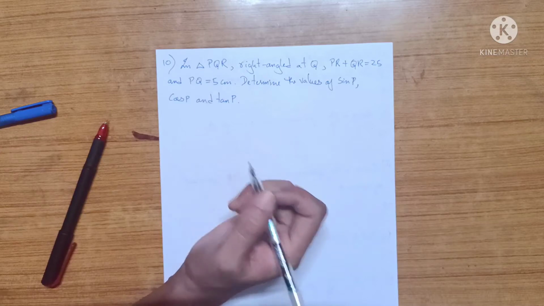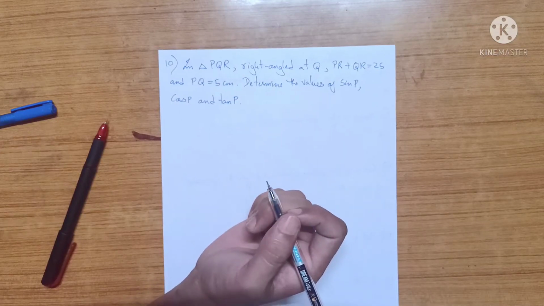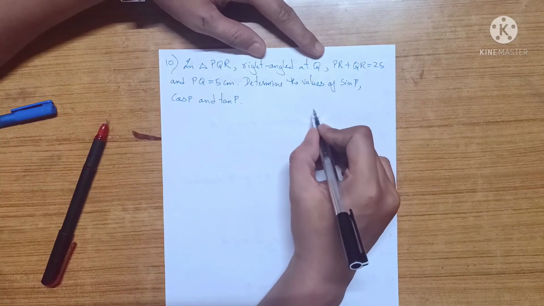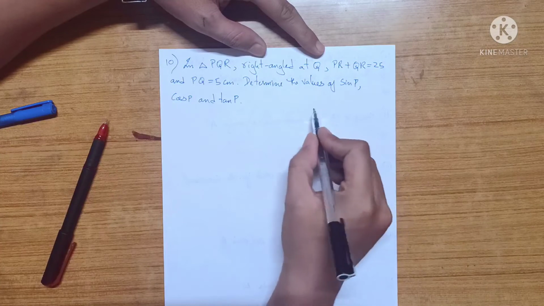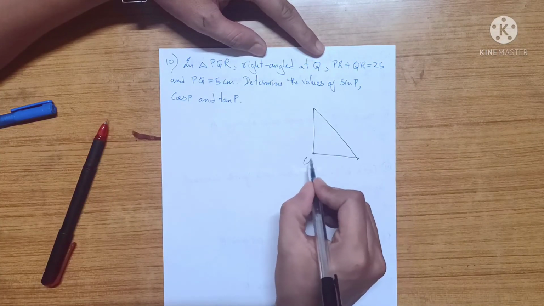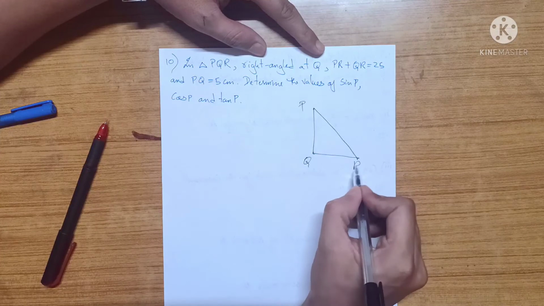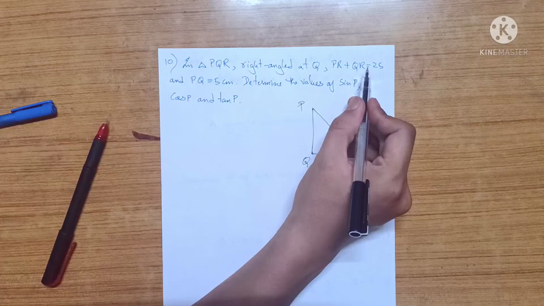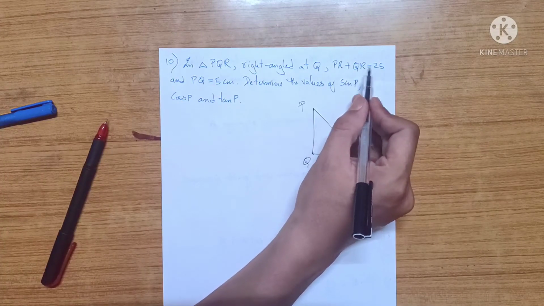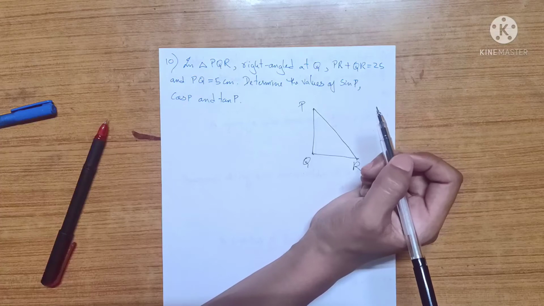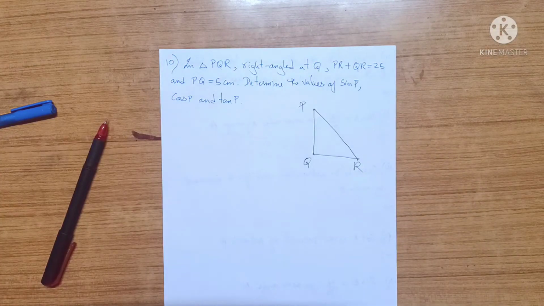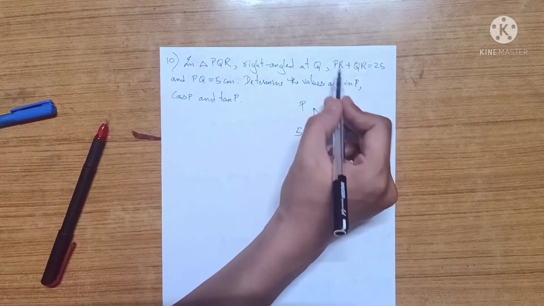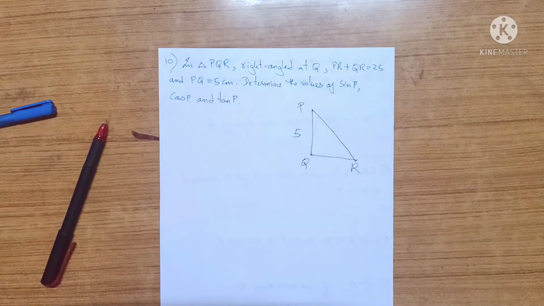So let's do question number 10. In triangle PQR. So let's draw a triangle PQR first. Right angle at Q. So the right angle should be at Q. P and R, we can name it anywhere. They're saying PR plus QR is 25. So right here they give me 25. We can't do anything right now. PQ, they've given us 5, and PQ is not here. Otherwise we could have just subtracted like this.